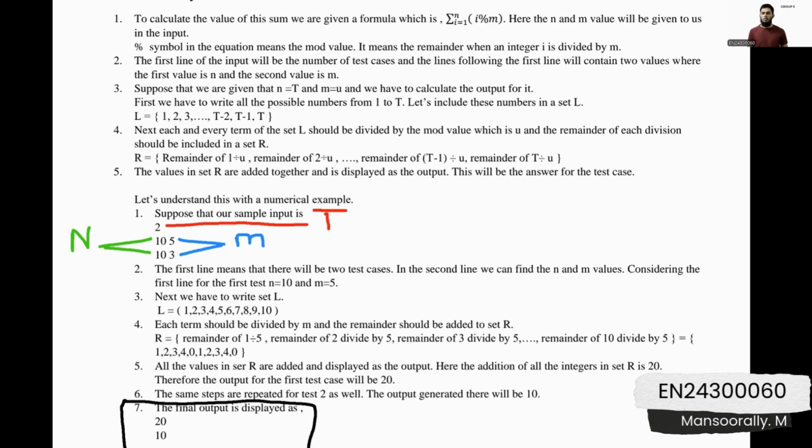Let me show you with a simple example, where the first value here tells us that there are two test cases. Take all the numbers from 1 to n, which is 10 here, and divide each number by m and find what's left. This is called the remainder. Then add all the remainders and do this for both test cases. For this input, we will find that the output is 20 and 10.